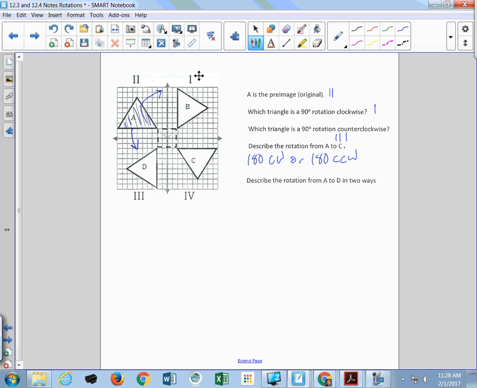All right, describe the rotation from A to D in 2 ways. So if I go from A to D like I did the first time, as I did here, that would be 90 degrees counterclockwise. And what if I go the other direction? What if I go right? How many degrees did I go that way? Count it. 90, that's 1. 2, that's 180. 3 is 270. So that is 270 degrees clockwise. Okay? All right, moving on.